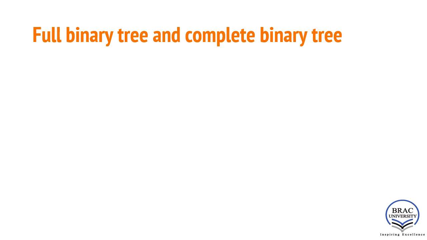Now two important terminologies: one is full binary tree and the other is complete binary tree. Complete binary tree is very important because when you cover the heap data structure, at that time you need the concept of complete binary tree. A binary tree is full if each node is either a leaf or has exactly two child nodes. So either 0 or two children.